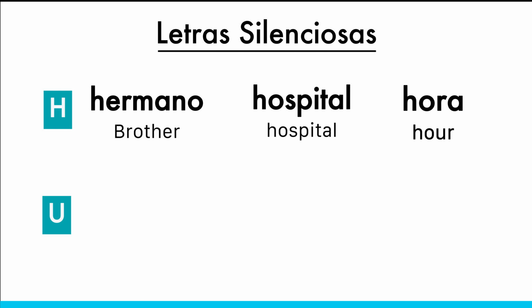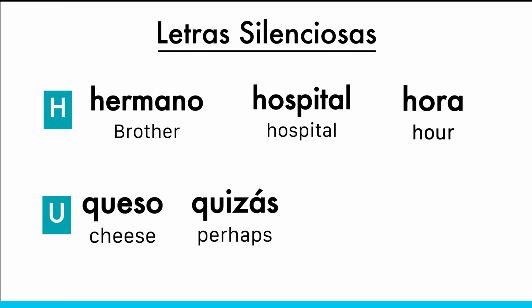There are situations where the letter U is also silent, and letras silenciosas means silent letters. When there is the Q, U, E combination, as in queso, the U doesn't sound. And we also have the Q, U, I combination, as in quizás. And we have the G, U, E combination, as in guerra.